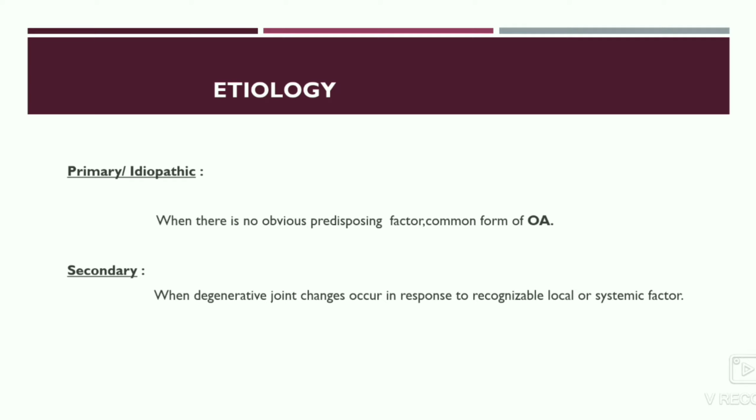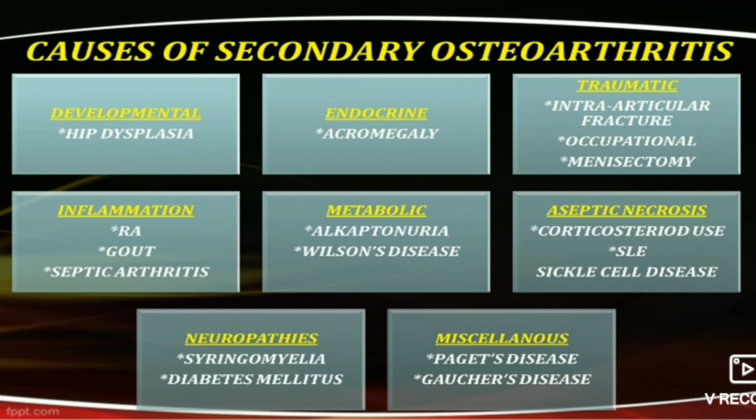Etiology of osteoarthritis. What is primary osteoarthritis? When there is no obvious predisposing factor, it is a common form of osteoarthritis. Secondary osteoarthritis is when degenerative joint changes occur in response to a recognizable local or systemic factor. Causes of secondary osteoarthritis. Developmental causes are hip dysplasia and endocrine acromegaly; traumatic causes are intra-articular fracture, occupational and meniscectomy.